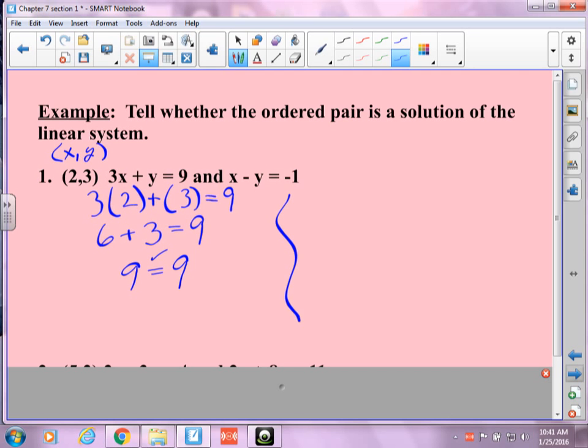Okay, now let's take the other equation. I've got x, which is 2, minus 3 equals negative 1. 2 minus 3 is negative 1 equals negative 1. Does that work? Yes. So it says, tell whether the ordered pair is a solution. Is it a solution? It's a solution. So I'm going to go solution.